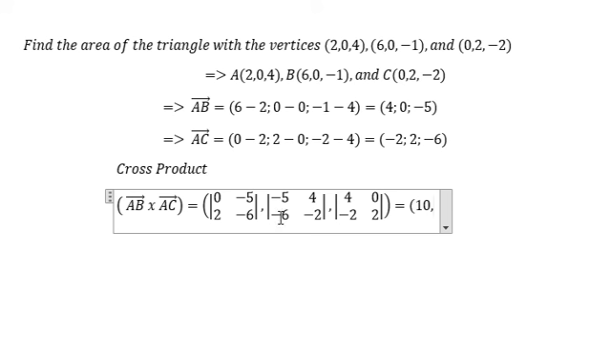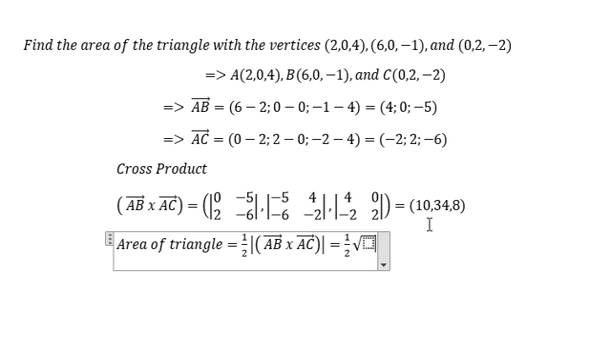So the formula of the area of the triangle is 1 over 2 with this one, and we have the answer in here: 10 to the power 2 plus 34 to the power 2 plus 8 to the power 2, and we got the final answer, which is the square root of 330, and this is the final answer we need to find.